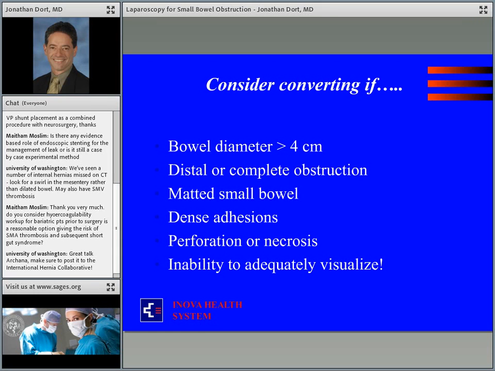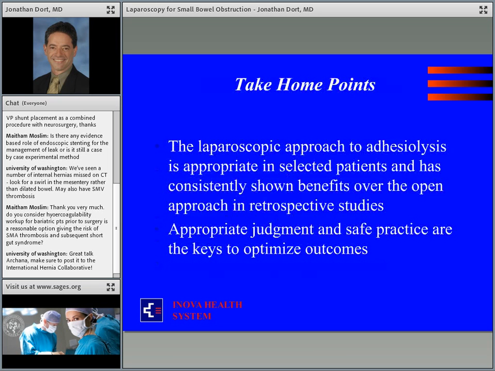You can't hope that it's probably okay if you're looking at tissue and saying that it's time to change your angle or to convert to open.